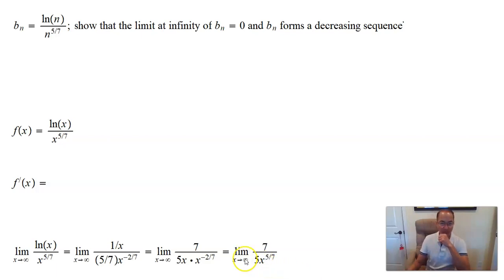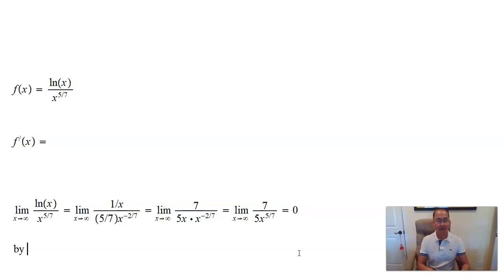Okay. And of course, as x goes to infinity, that goes to infinity. 1 over infinity times 7/5. Who cares? That limit is 0. And of course, we use L'Hopital's rule in the first step. The rest was algebra and taking limits as usual.